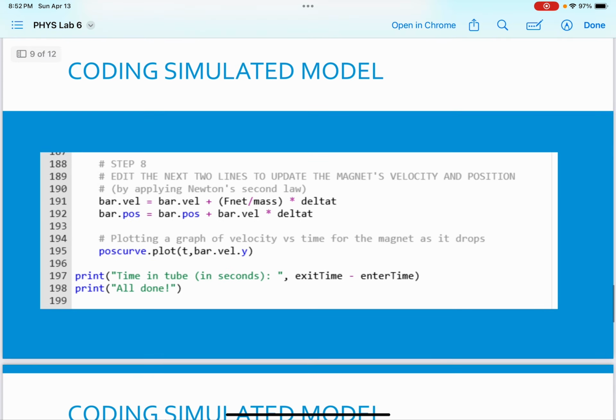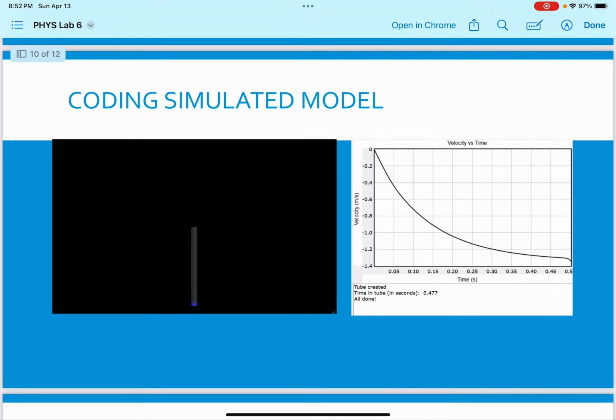And finally, we calculate the velocity and the position of the magnet, and this is all used for this graph on the left that allows us to visualize the magnet falling through the tube, and then on the right we can see the graph that displays the velocity versus time of the computational model.